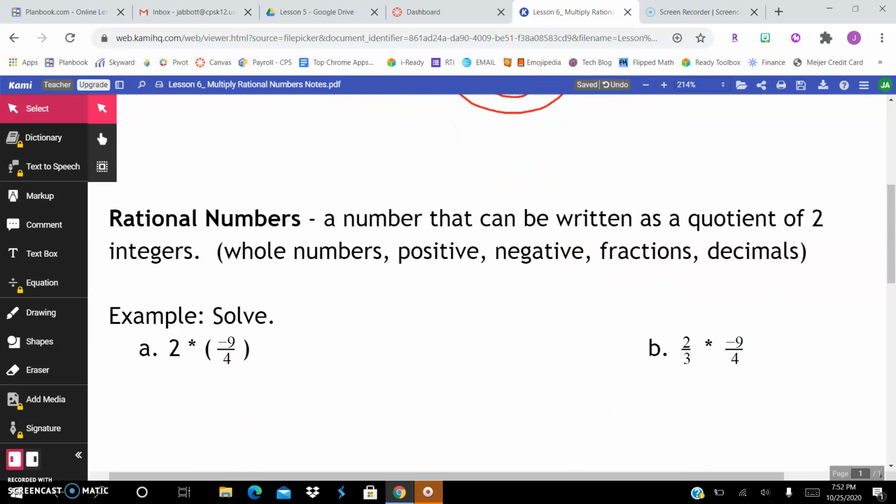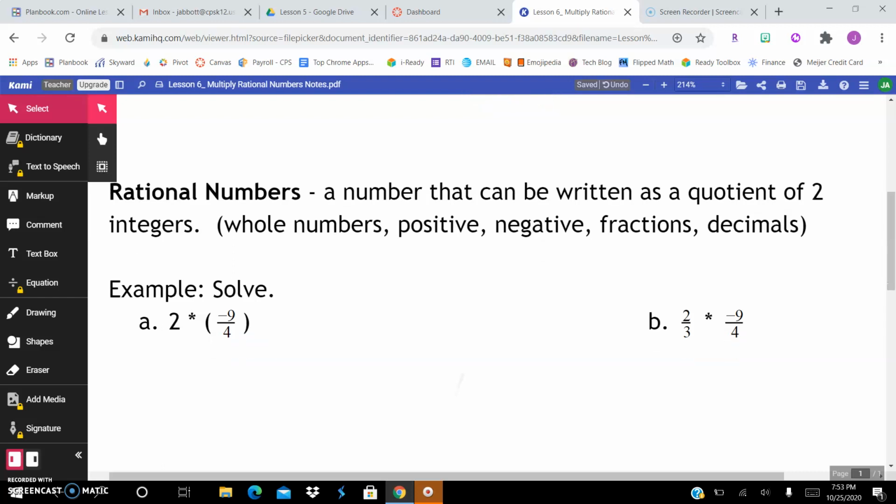Rational numbers, here is the definition. I just talked about that at the beginning. So anything that can be written as a quotient of 2 integers. So anything that we can turn into a fraction is a rational number.